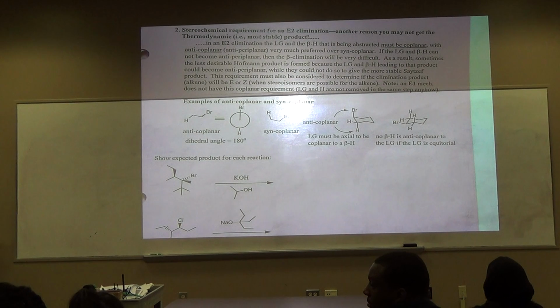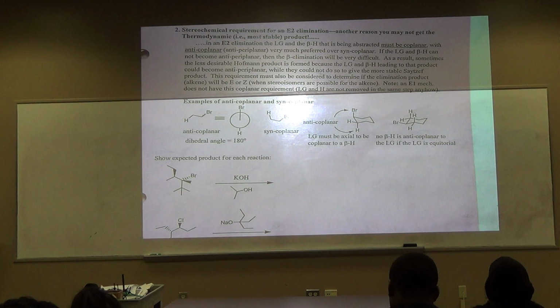Question? So that anti-coplanar is much more favorable than the cyclical type. So how does that truly affect the rate? Does it affect the rate at all, whether it's anti-coplanar or cyclical? Yeah, it affects the rate. Which one's preferred? Yeah, that means rate. It's going to be easier, thus faster.